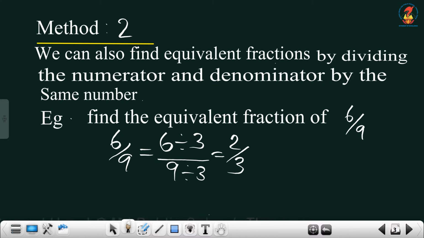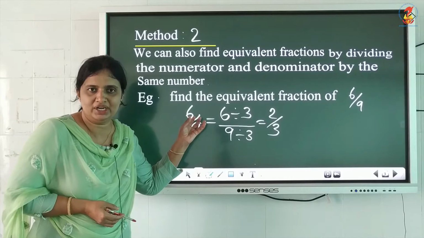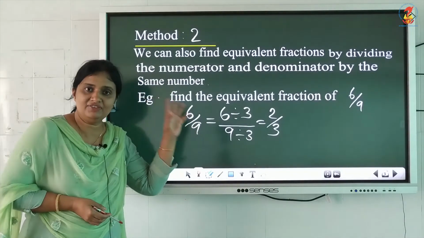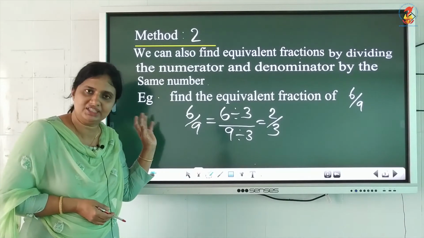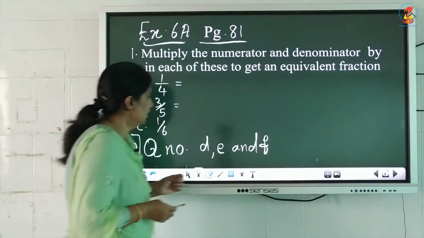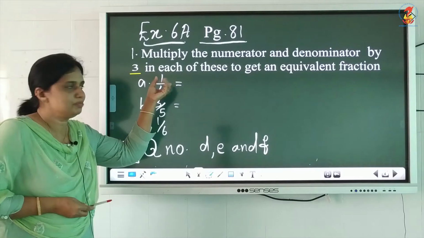Is it clear? How did we get this? We got it by method 2, right? Method 2 is division only. Method 1 was multiplication only. You can do it in any method. Okay. Next, I will give you some exercise problems.